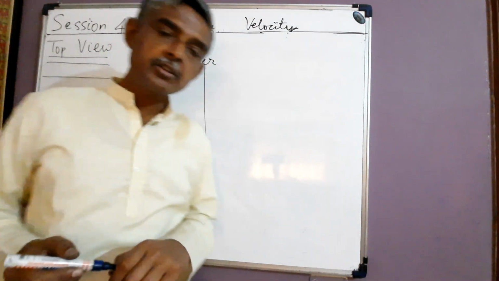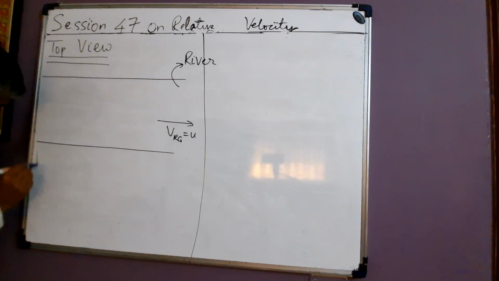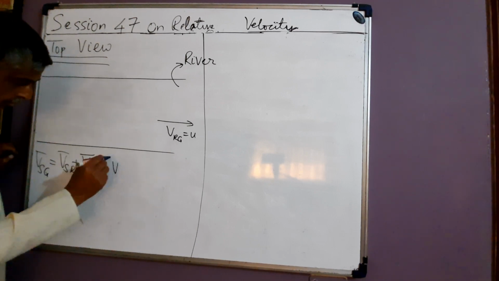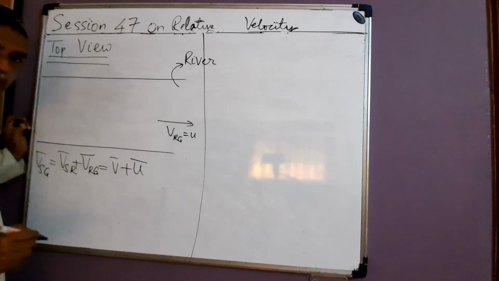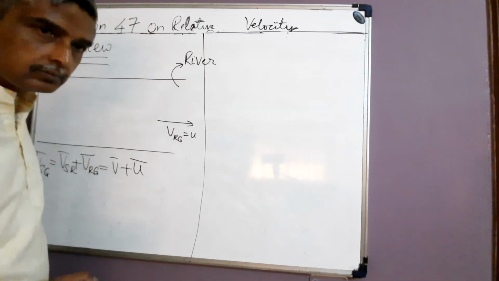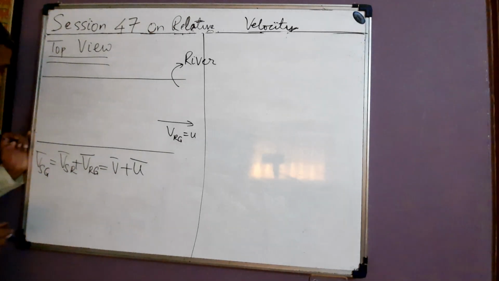Swimmer is the object under consideration. So VSG is equal to VSR plus VRG. That is just equal to vector V plus vector U. This is VSG. VSG is just equal to vector V plus vector U. Now if we add these two vectors, we get VSG.